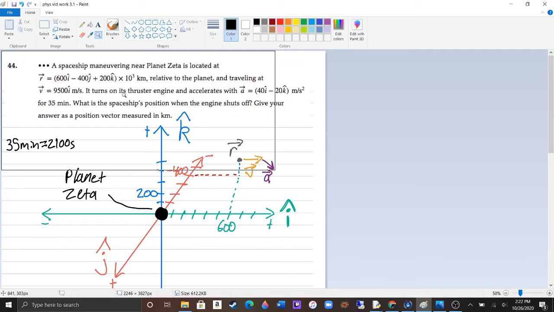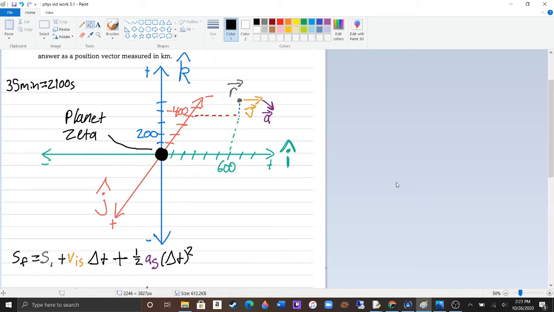And it turns its thruster engine on and accelerates at 40I minus 20K meters per second squared for 35 minutes. So we need to find the position once the engine shuts off after going for 35 minutes.